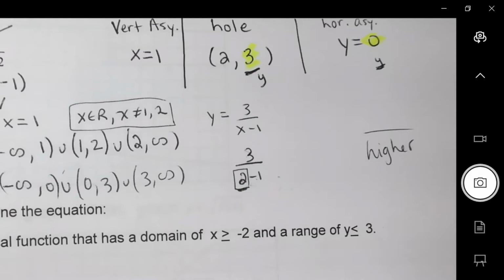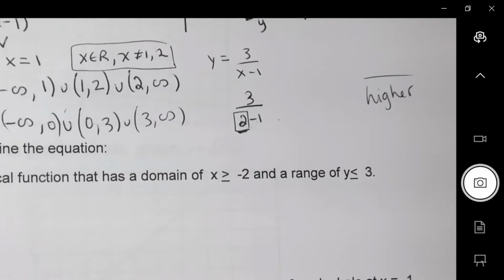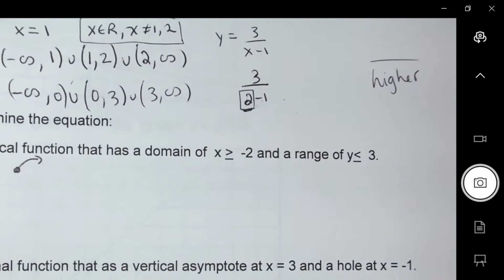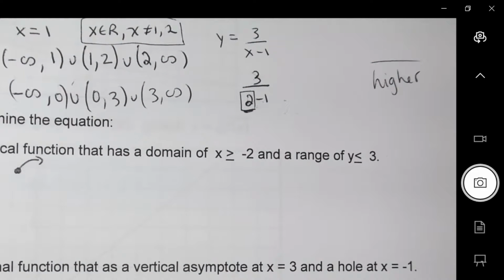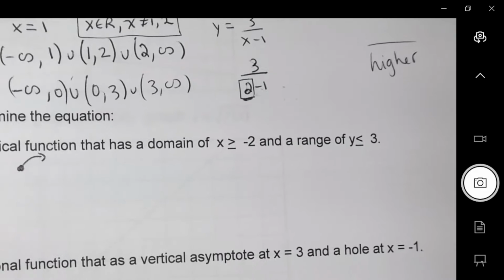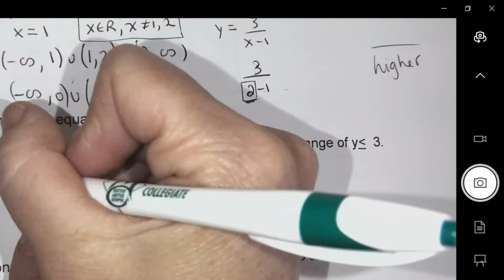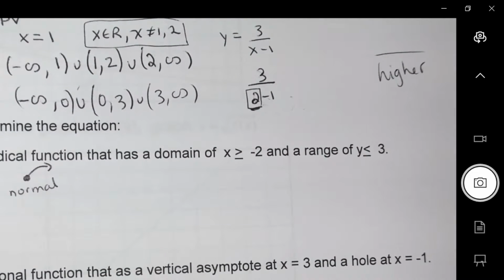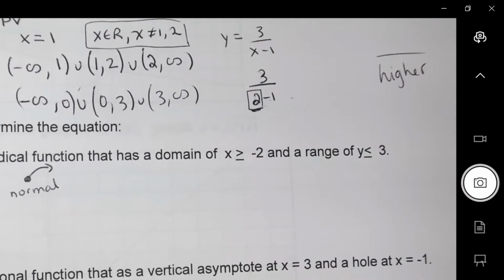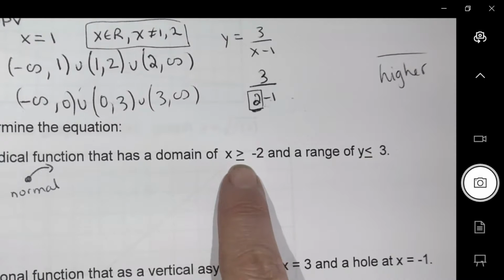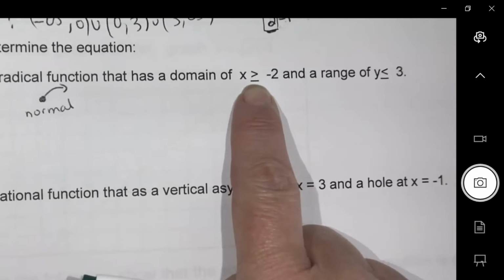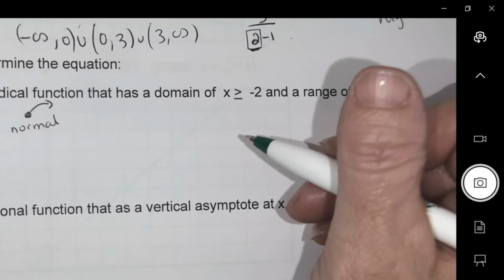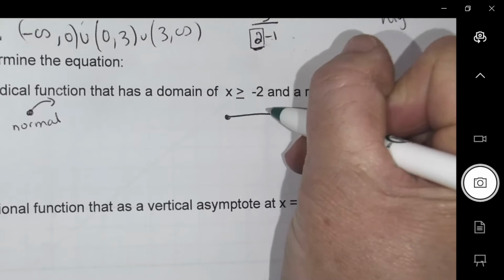Okay, number 3. Determine the equation. We have a radical. So do you know what radicals normally look like? Okay, that's normal. Ours has a domain bigger or equal to -2. So that means I'm going which direction, right or left? Right. To the right.